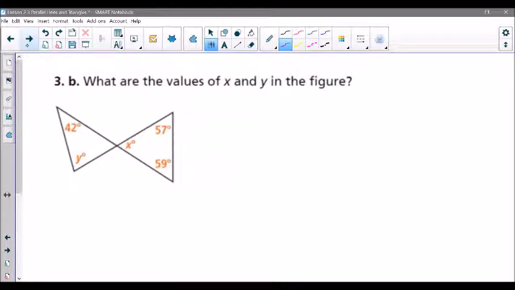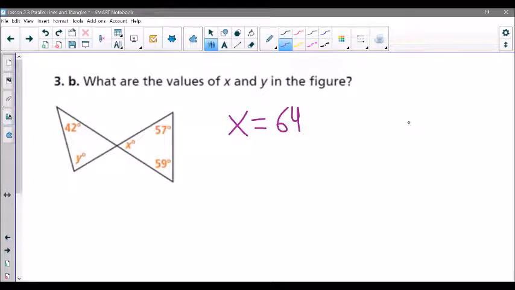Ooh, so this one we're going to have to use a little bit of geometry theorems in here. So x right off the bat. I'll give you x. That's just 180 minus 57 minus 59. That gives us 64. All right. But what do we do from here? How could we figure out y in this problem?